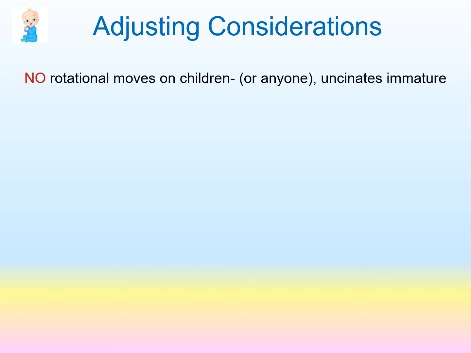Okay, adjusting considerations for the infant and pediatric patient. No rotational moves on children or on anyone for that matter. Gonstead technique does not have a rotational move in the spine. All of our adjustments are P to A and I to S. Particularly this is important on the infants and the young children because the uncinate processes are still very immature.